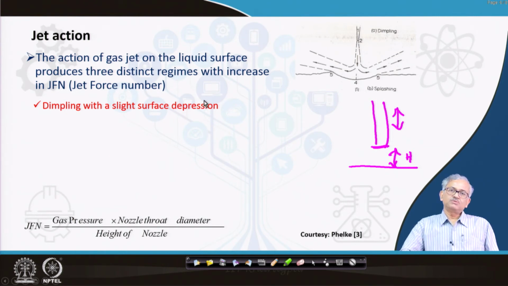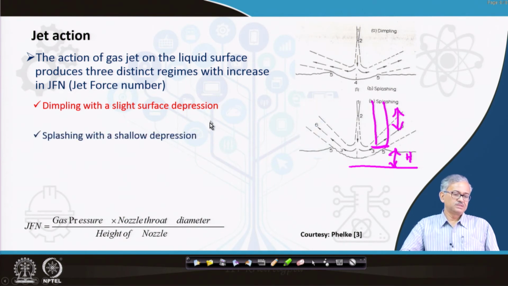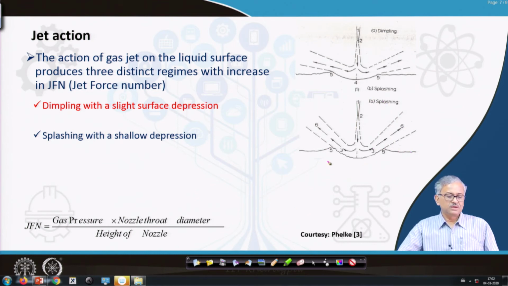Then if you increase the jet force number a little bit, you get what is called splashing with shallow depression. It was dimpling before, now it is splashing with shallow depression. Here in the dimpling case it was a slight surface depression, but in the splashing case the depression is more.